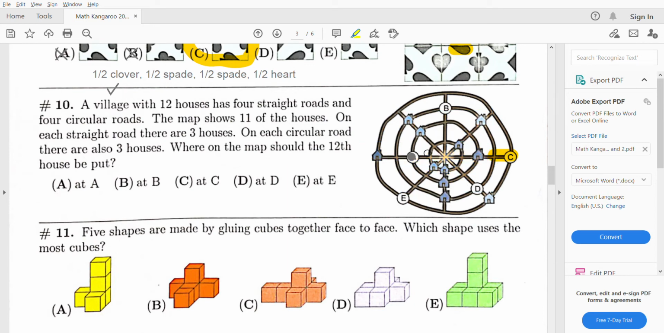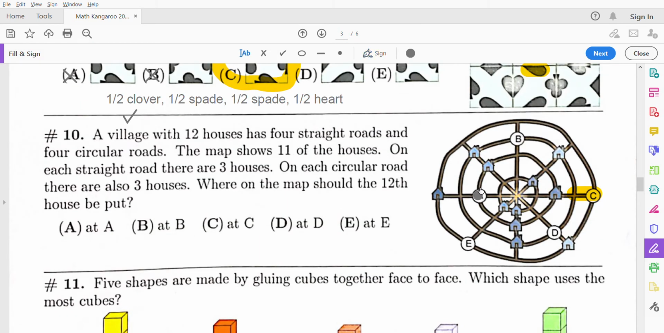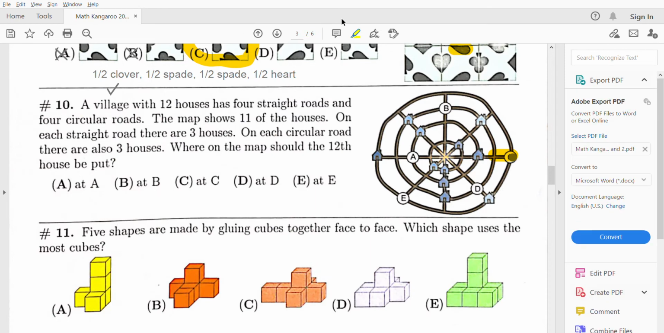And let's see if that works. Now, we can move over to C and see if that messes anything up. Okay, C. Remember now it has 3 houses here, 1, 2, 3. And let's see if the circle gets what it needs. So that's 1 house for C, one house right over here, one house right over here. So C gets 3 houses there also. So that means the answer for number 10 is C.